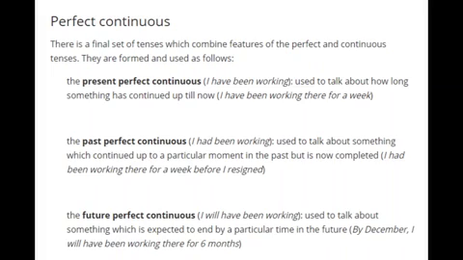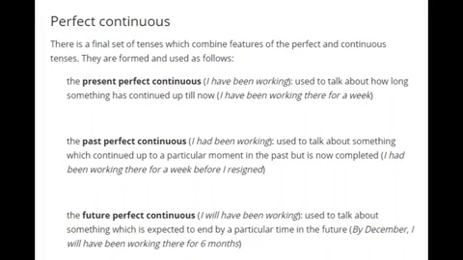Let's see the present perfect continuous. Example, I have been walking. It is used to talk about how long something has continued up till now. I have been working there for a week.